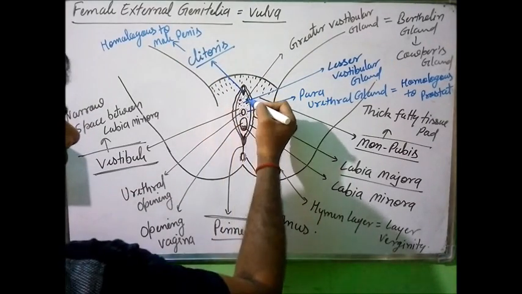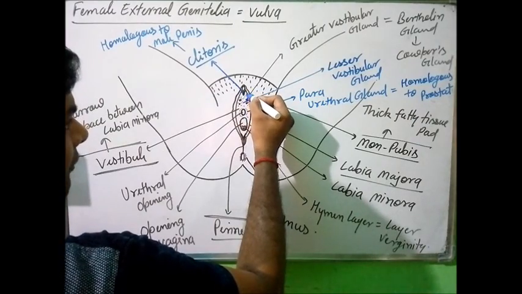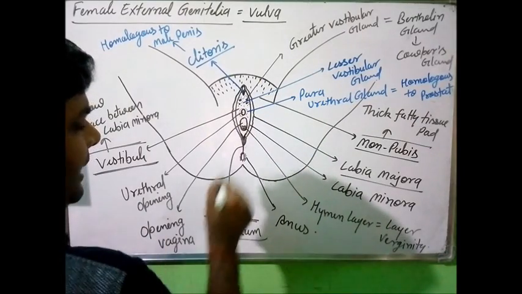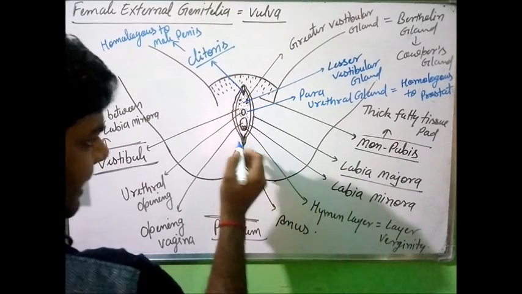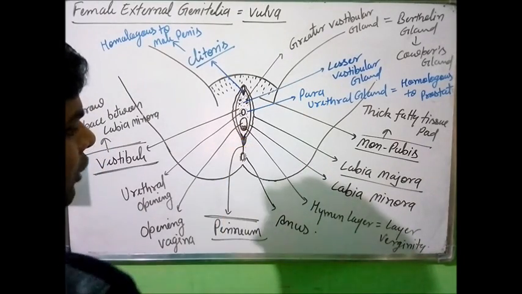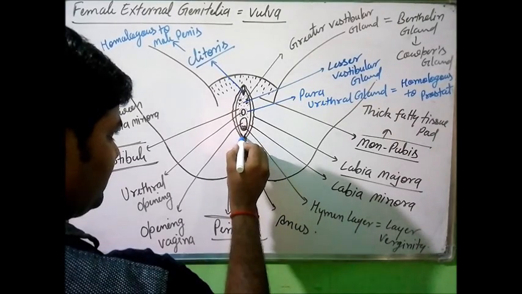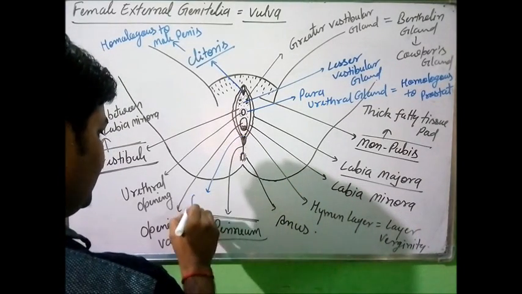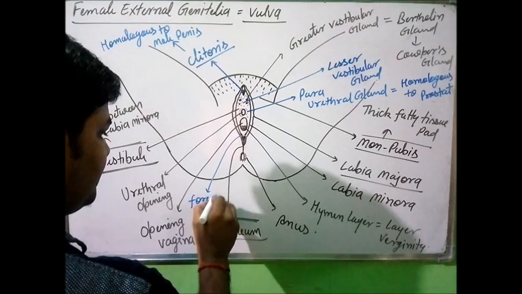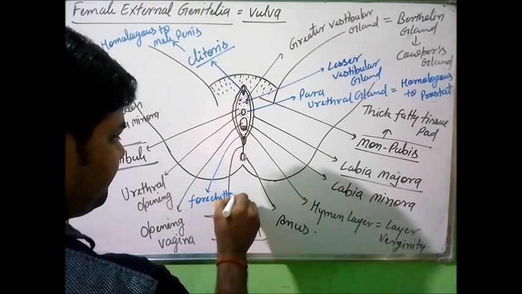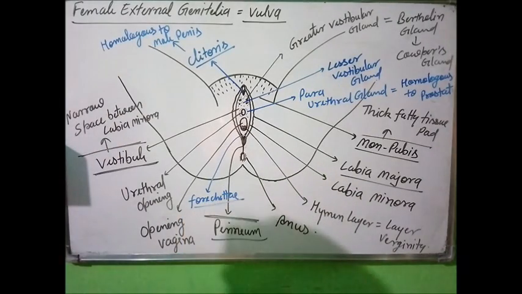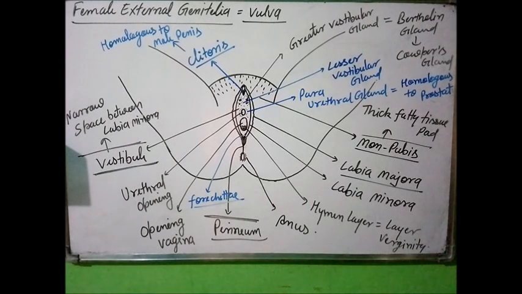In the same way, like on the upper junction of labia minora clitoris is present, now on the lower junction of labia minora, a small skin fold is present which is called fourchette. So this is called fourchette. Okay, so this is the detailed structure of female external genitalia or vulva.